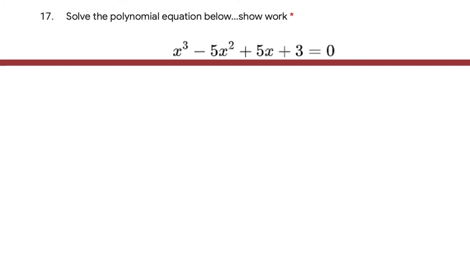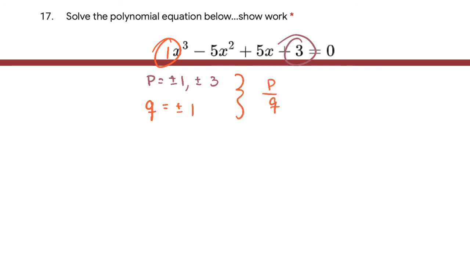Let's solve this polynomial. So it's equal to 0, which is fine. Let's list our p values and our q values and find out what the possible solutions are. So p comes from the 3. It's just plus or minus 1 or plus or minus 3. Q, factors of the lead coefficient. And so if it has a rational solution, it's either 1 over 1, which is 1, or it's 3 over 1, which is 3.